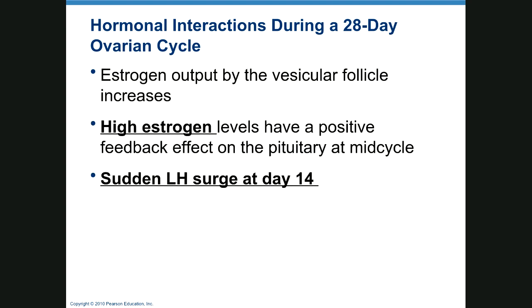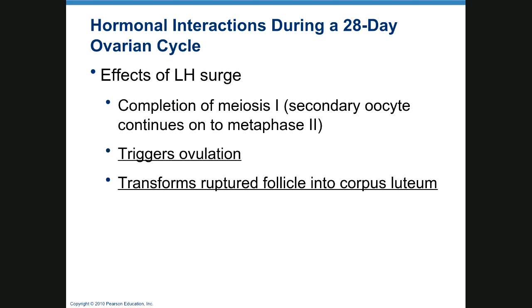Now let's go to the next page here. Okay, estrogen output by the vesicular follicle increases. So we have the follicle, you know, it's big and ready to ovulate. You remember that's the one that looked like the Cyclops with the big giant smile. The high estrogen levels are going to have a feedback, and you're going to get a sudden surge of luteinizing hormone. And when you get the surge of luteinizing hormone, you're going to get another surge of estrogen, and you're going to complete the meiosis. You're going to trigger ovulation.